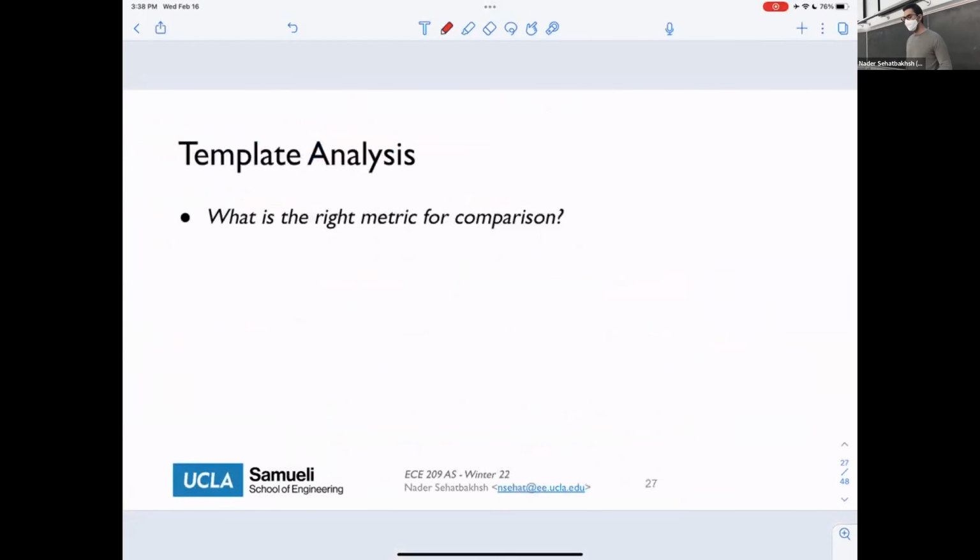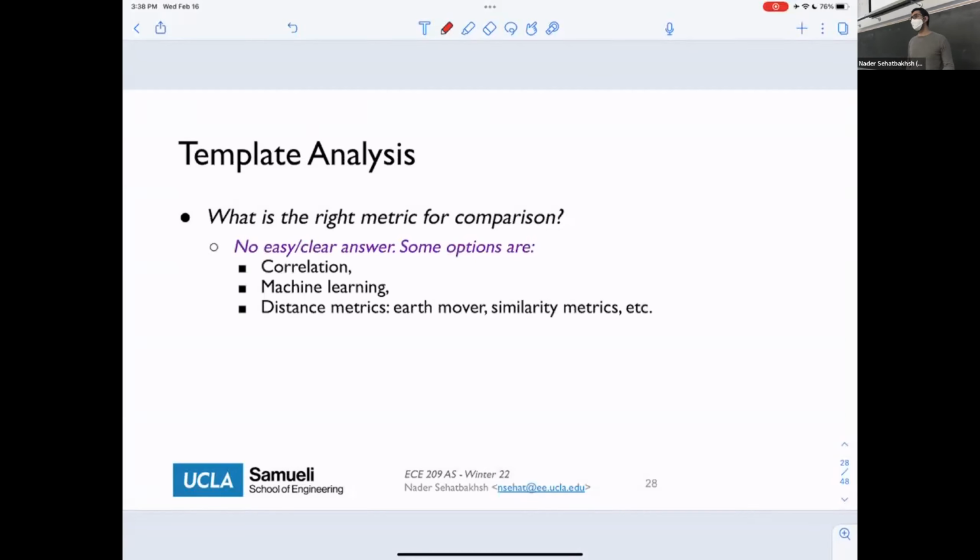So there are a bunch of questions about the template analysis. The first one is, what is the right metric for comparison? Because at the end of the day, we have a bunch of f of x signatures or templates, and then we have the actual signal. So what's the way of measuring the similarity? The answer to that really depends on the application. If, for example, it's physical electromagnetics versus power versus something else, it could be different.